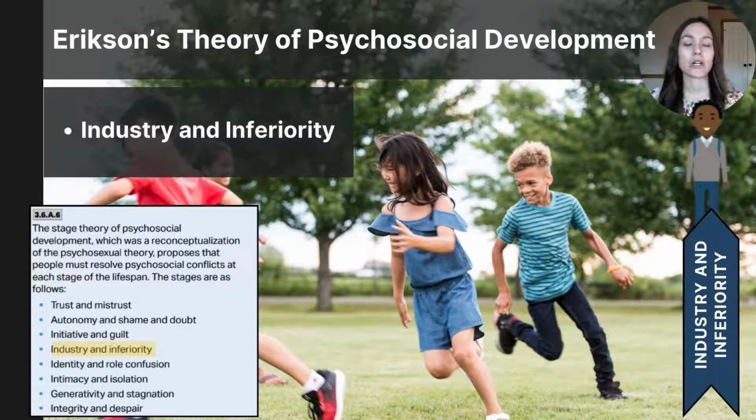The next stage is called industry versus inferiority, and this happens between the ages of 6 and 12 years old. So this is a school aged child. And industry is referring to a sense of being good at doing a task or working hard and achieving things. Inferiority is the feeling of not being capable or able to do tasks. And this conflict revolves around whether a child develops a sense of competence and accomplishment for tasks, or whether they feel inferior and inadequate compared to their peers.